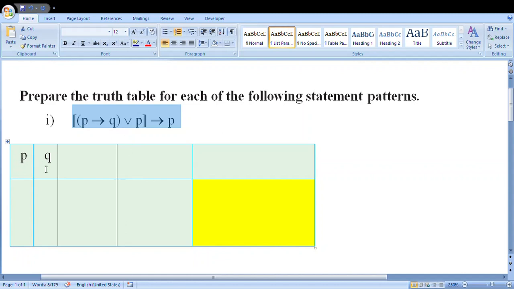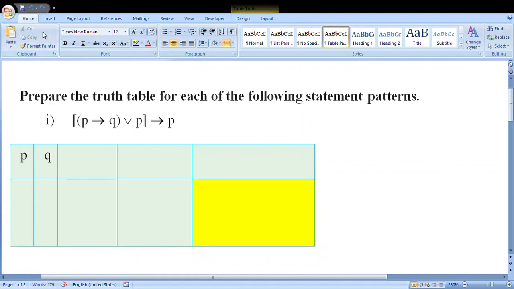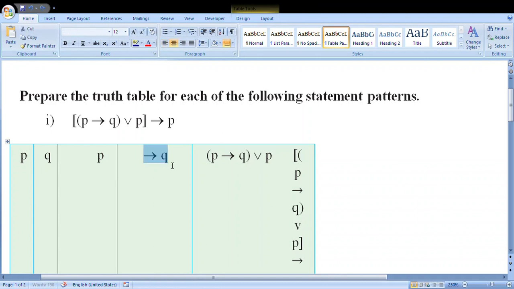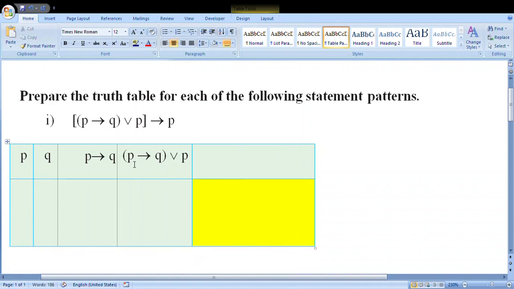There are two alphabets, so there are two statements, P, Q. So this one, with box bracket, arrow P.